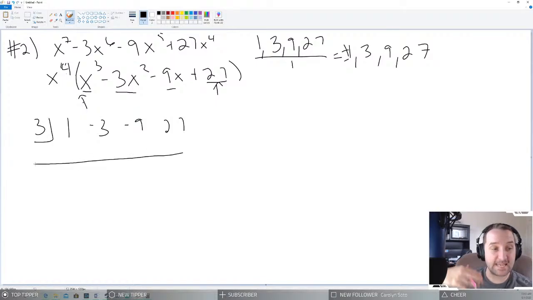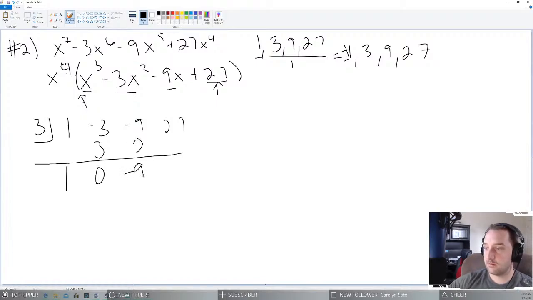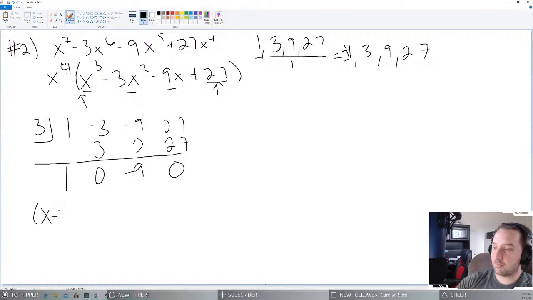Now, if there were any gaps, if there was anything missing, then we have to put a placeholder. Like, let's say the x squared didn't exist. We would have to put a placeholder of 0 there. So add straight down, multiply, add, multiply, add, multiply, and it worked. Nice. So rewriting what this is, I have x minus 3, because that was the 0 that I picked. So it's always x minus your 0.